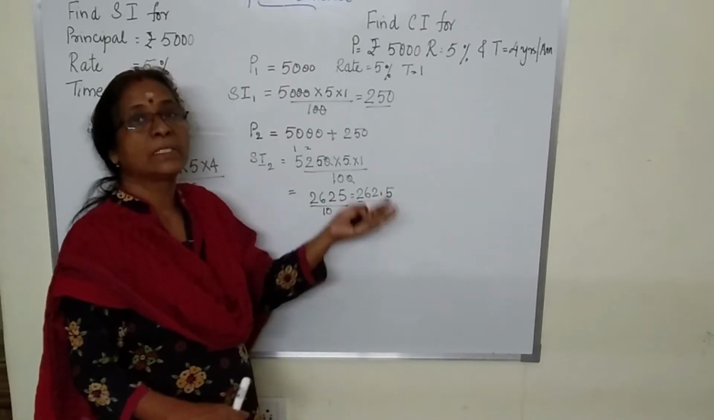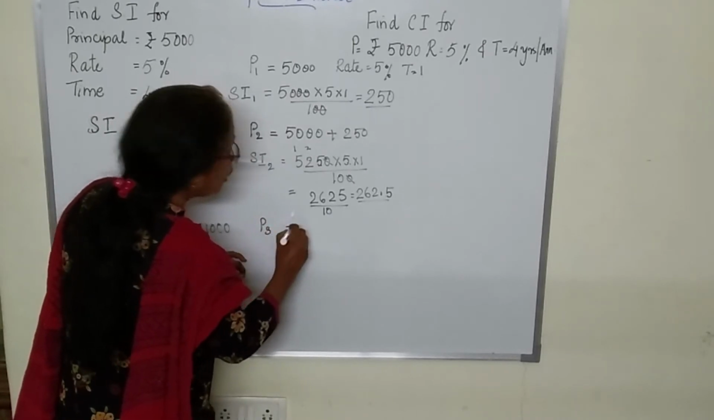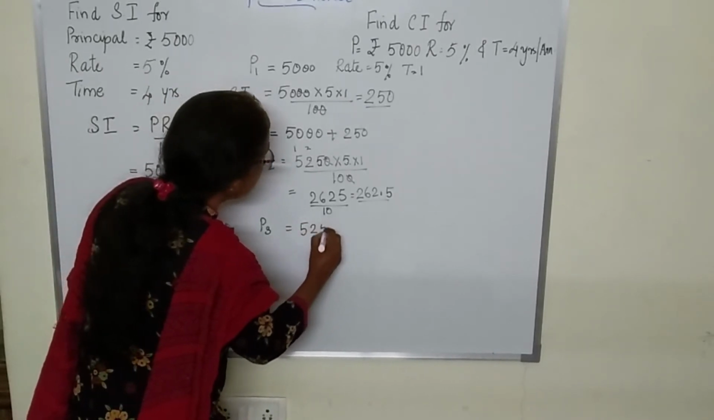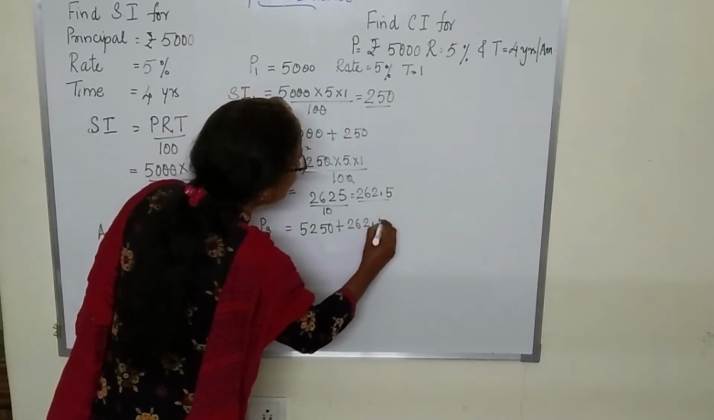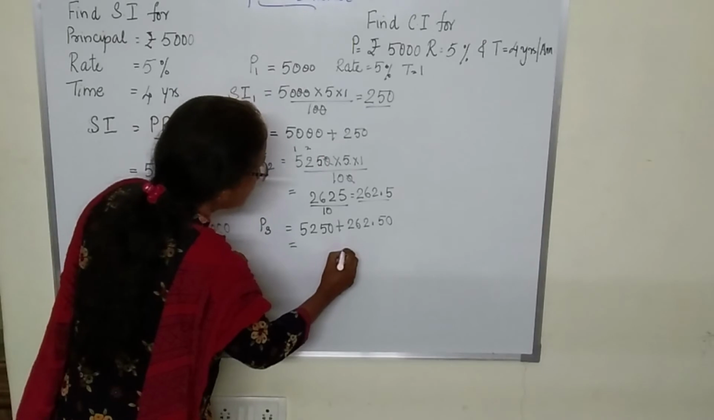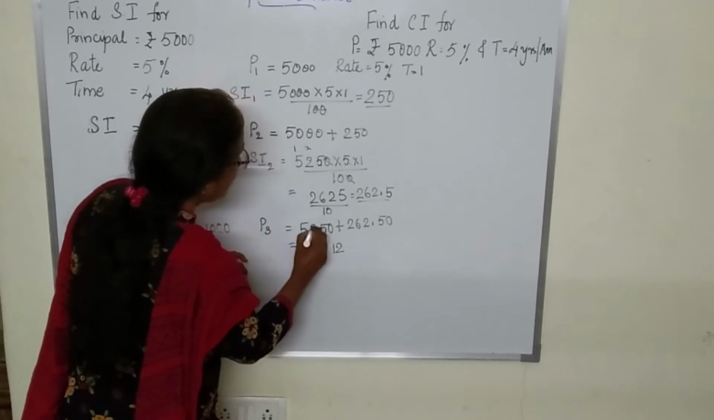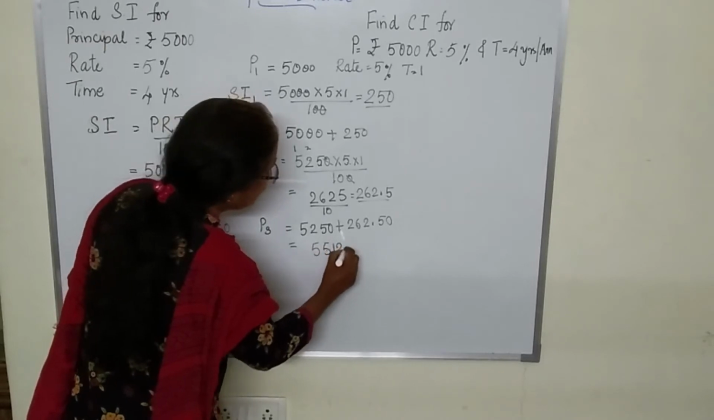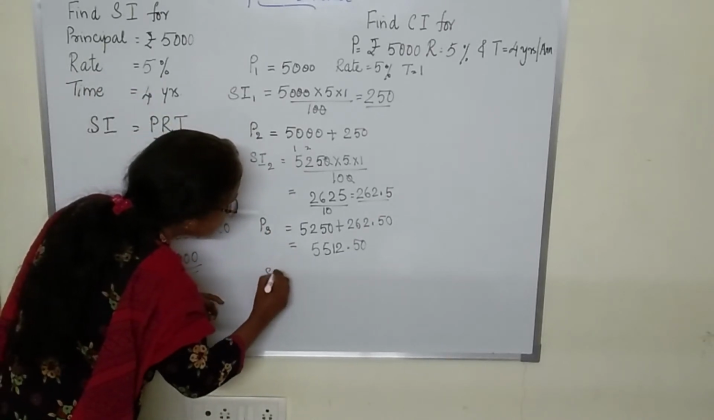Plus, this amount will be the next year's principal. So what will be P3? P3 means at the starting of the third year the principal will be 5,250 plus 262.5. 0.5 means 0.50. So which is equal to, you add it. 0 plus 2, 2, 5 plus 6, 11, 2 plus 2 plus 1, 5. 5,512.50.